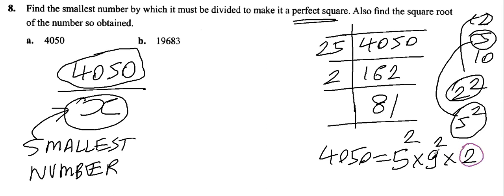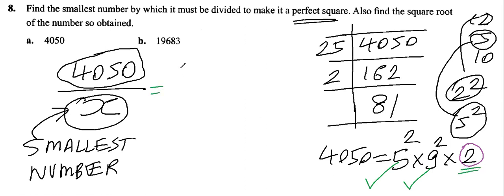Only 2 remains here. Is 5 square a perfect square? That is 25. Yes, it is a perfect square. Is 9 square a perfect square? Yes, 9 square is a perfect square. Is 2 a perfect square? No, this is not a perfect square. So I have to divide by 2.